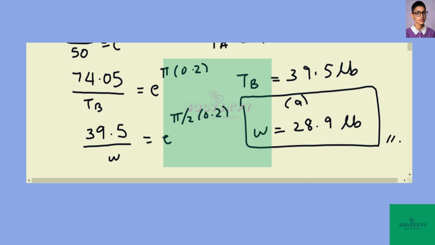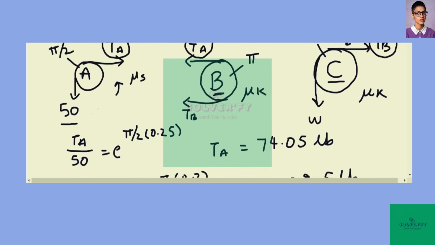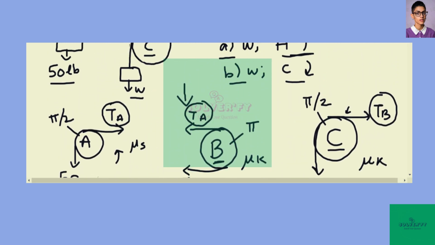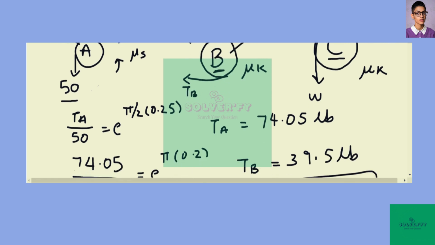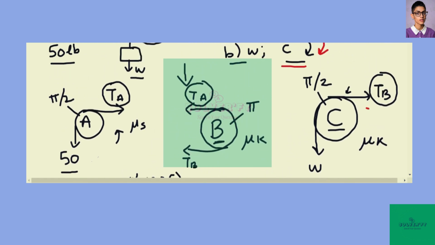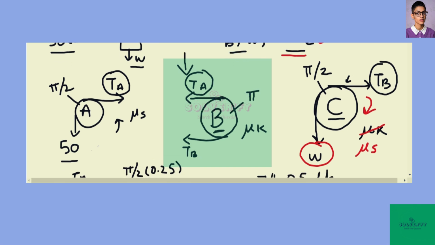So for part B, we have things slightly different here. So we're given in part B that C is rotating clockwise. So let's make some adjustments to our free body diagram. So since C is rotating clockwise, the tension is going to be on the weight W. So the weight W is actually the higher weight in part B. And since the pipe is moving, we're going to use the static coefficient of friction for part B.